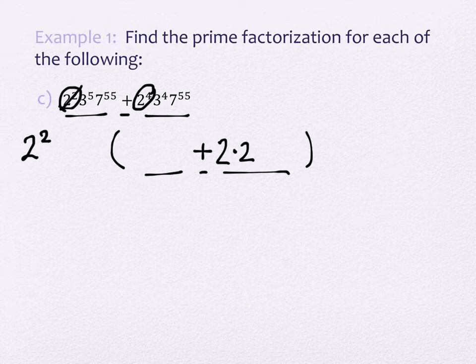How many 3's are there in the first term? 5. How many 3's are there in the second term? There are 4. How many 3's then do they have in common? 4. So I'm going to pull out all 4 3's that they have in common. So if I take the 3 to the 5th right here, and I pull out 4 of those 3's, how many are left? 1. So there is still a 3 that is left in this first piece.